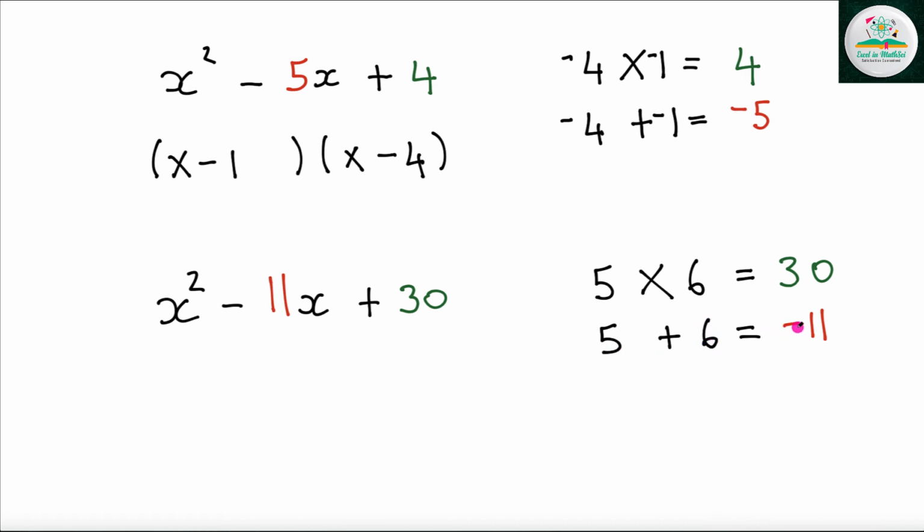But I want a negative 11. So because I want a negative 11, it needs to be minus 5 and minus 6. And in order to get a positive 30, they both must be negative as well. So this then goes into two linear expressions, and they are x minus 5 and x minus 6.